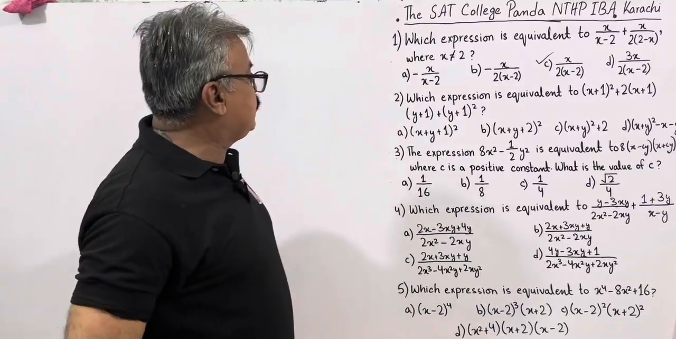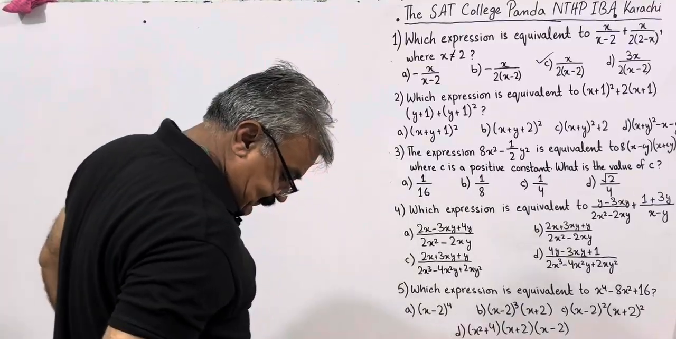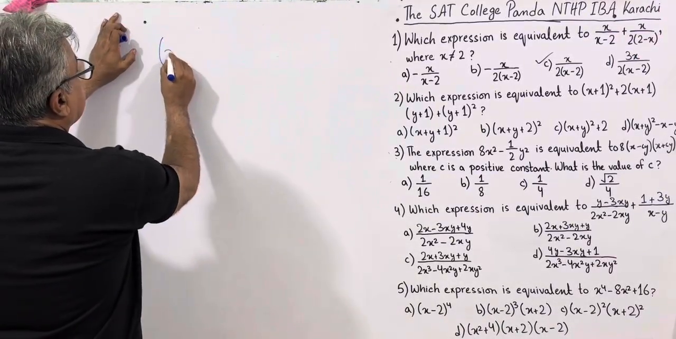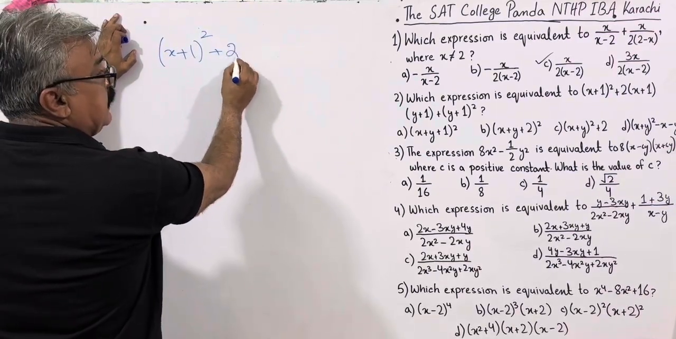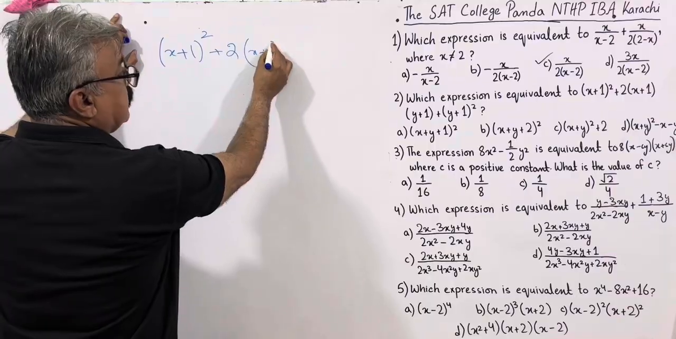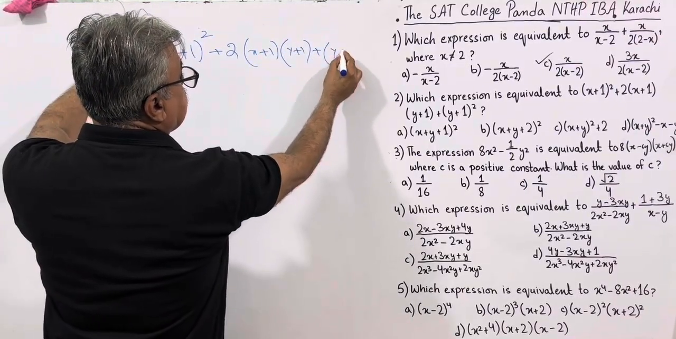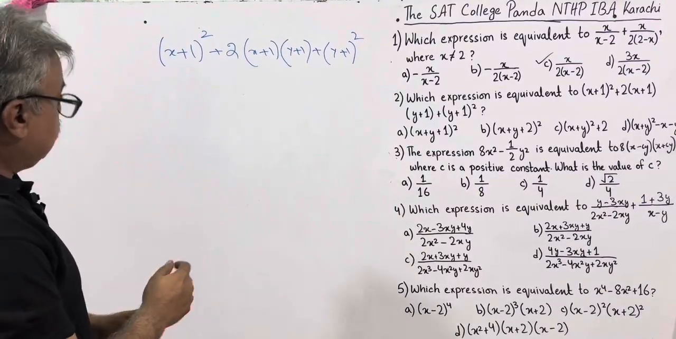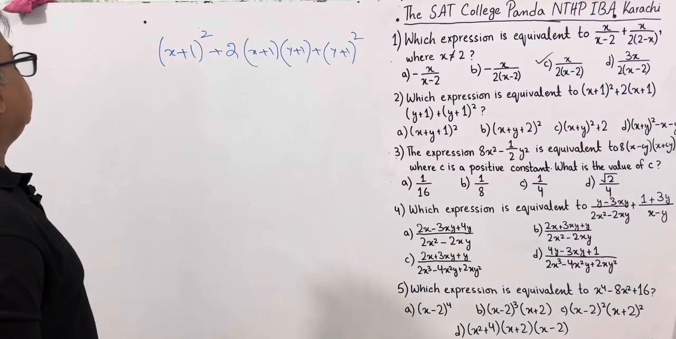Moving towards the next question, number 2. Which expression is equivalent to? Let me write this expression. X plus 1 whole square plus 2 times x plus 1 times y plus 1 plus y plus 1 whole square. What is this equivalent to? Just a simple concept, as usual.